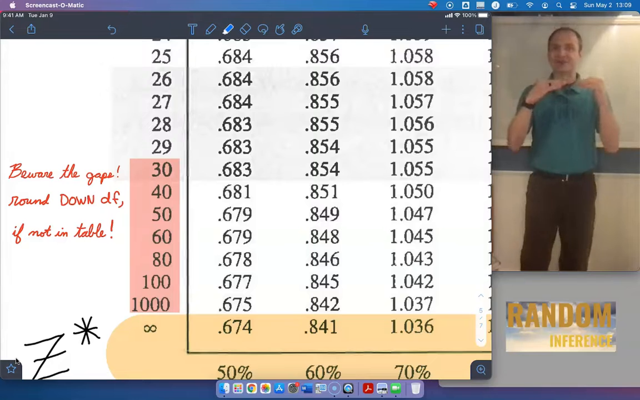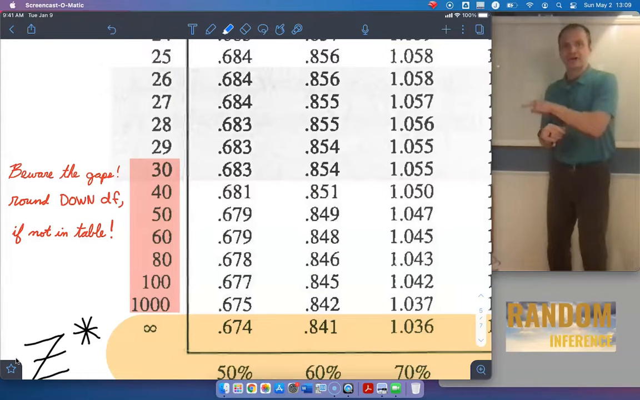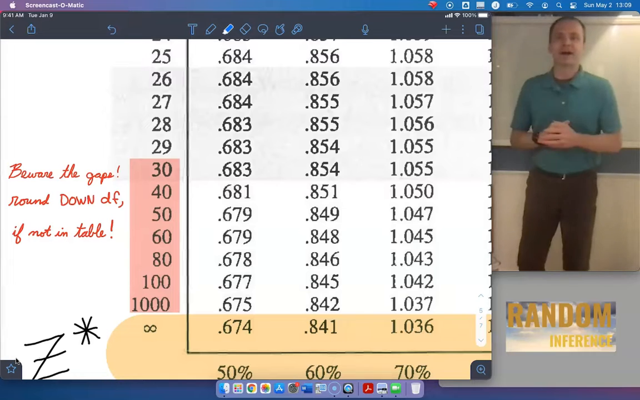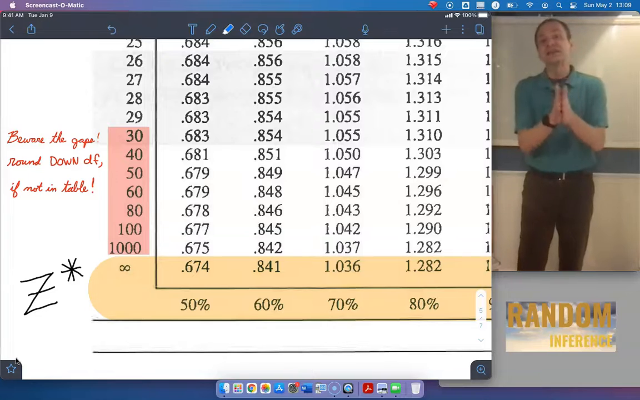Now, notice I said round down. The reason why I went up is because when you're rounding down at the table, you're actually going up. So keep that in mind. Also, on the very bottom, I have this highlighted. What about that infinity symbol? Why is that there? Because that's your Z star.